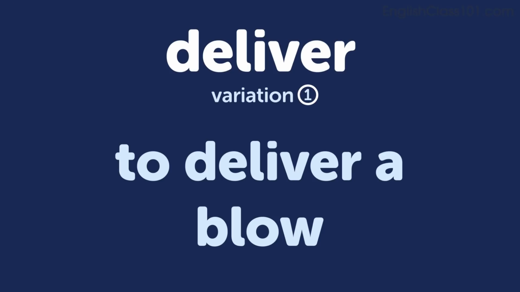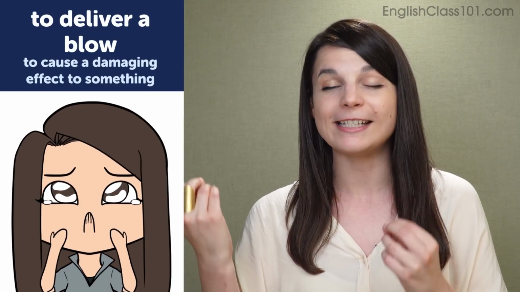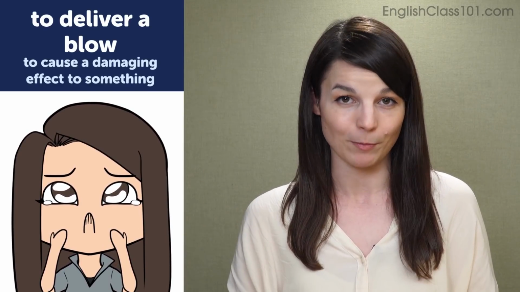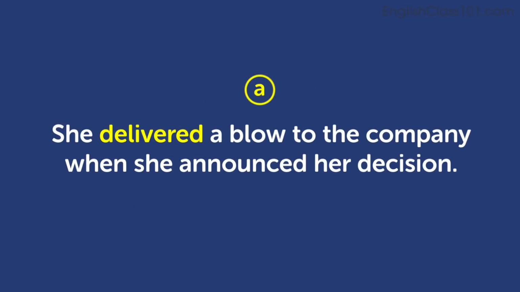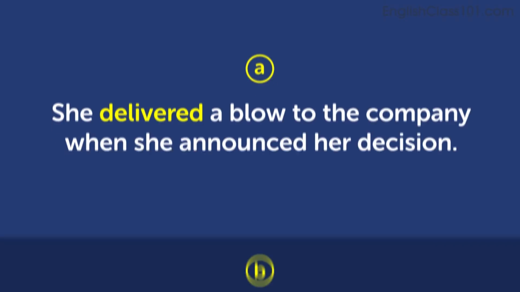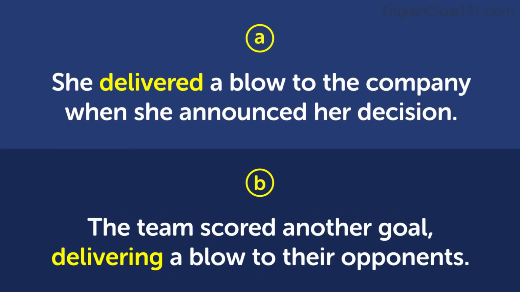Let's continue on to some variations for the verb deliver. The first variation is to deliver a blow. To deliver a blow. This means to have a damaging effect on something. Some examples. She delivered a blow to the company when she announced her decision. The team scored another goal, delivering a blow to their opponents.